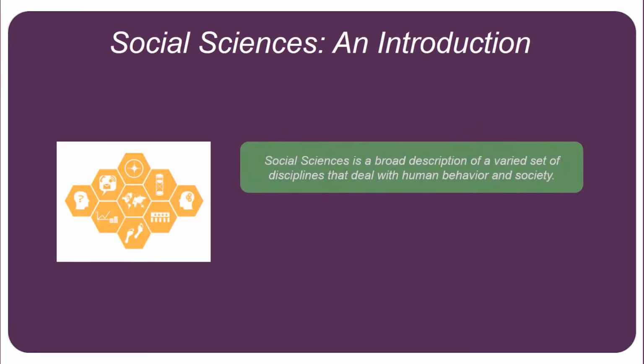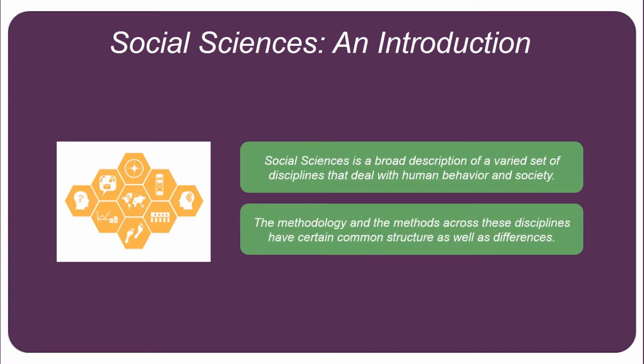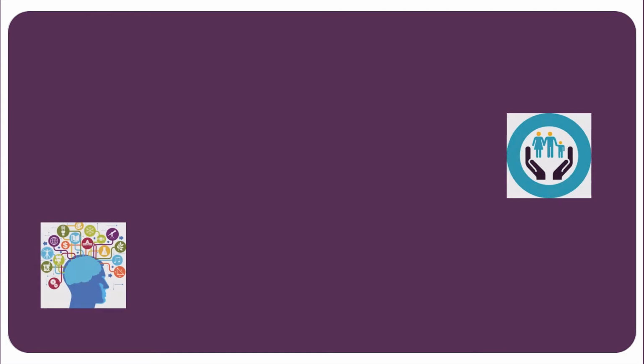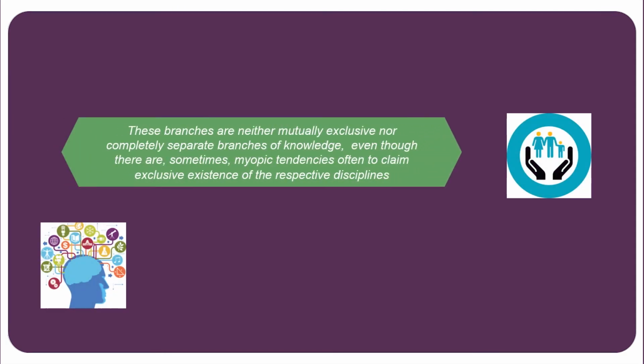Social sciences is a broad description of a varied set of disciplines that deal with human behavior in society. The methodology and the methods across these disciplines have certain common structures as well as differences. These branches are neither mutually exclusive nor completely separate branches of knowledge, even though sometimes claims are made that they are exclusive from each other.